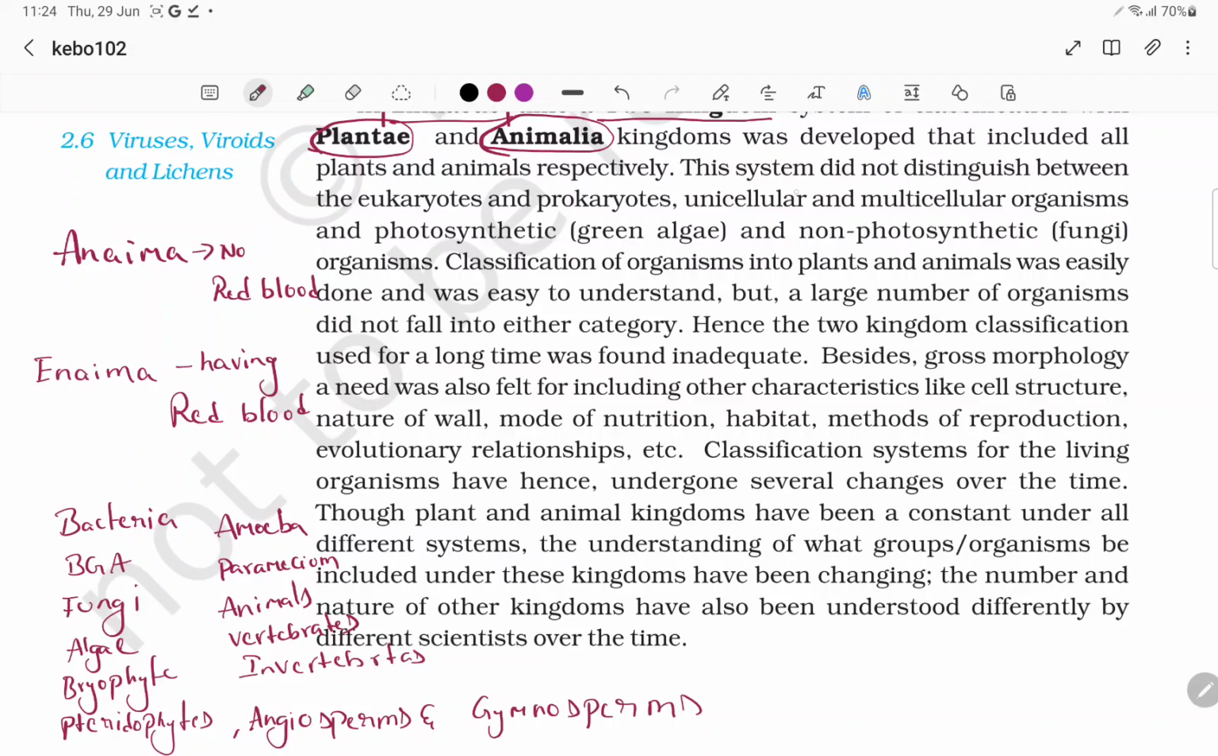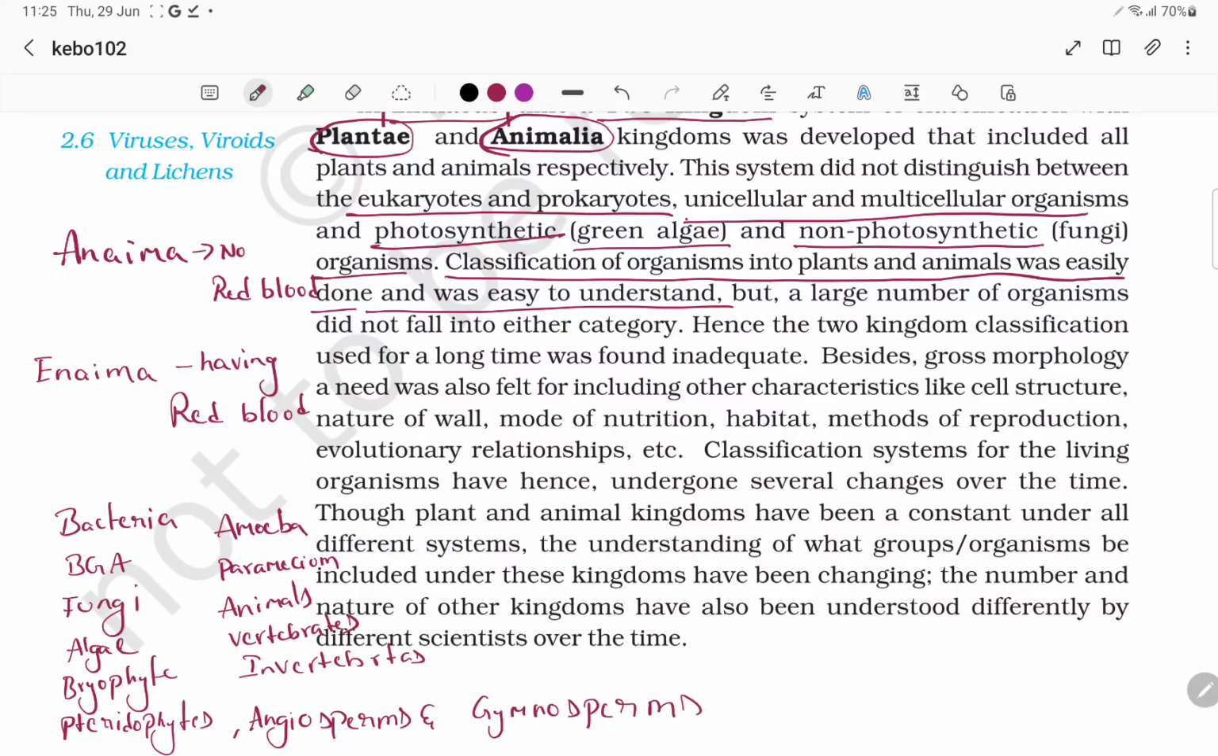So the system did not distinguish between eukaryotic as well as prokaryotic, unicellular as well as multicellular organisms. And coming to photosynthetic, which is green algae, and non-photosynthetic fungi organisms. So classification of organisms into plants and animals was easily done and was easy to understand.